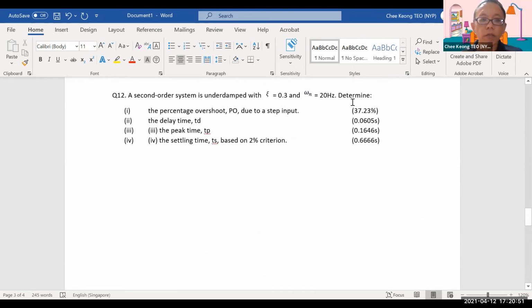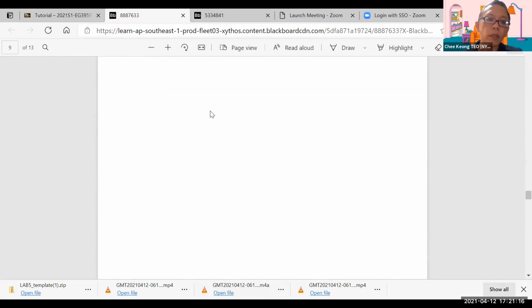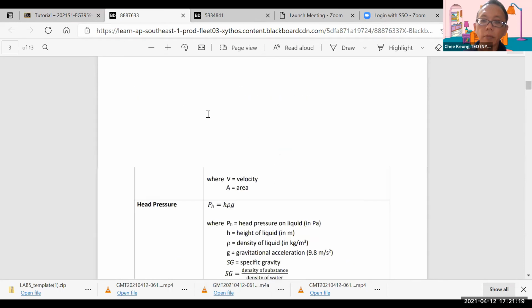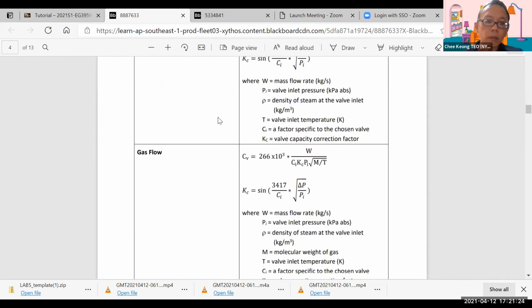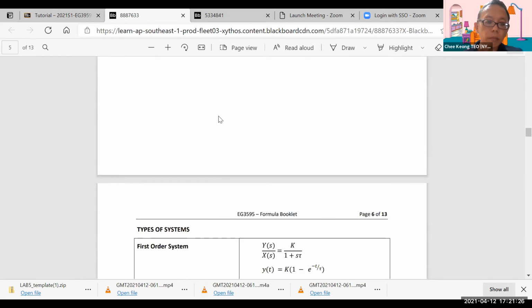For question 12, they give you zeta and omega n and ask you to determine the maximum percentage overshoot, the Td, Tp, and Ts for 2%. This is a very straightforward question. If you look at the formula sheet again, you scroll to the timing diagram formulas for the underdamped case.